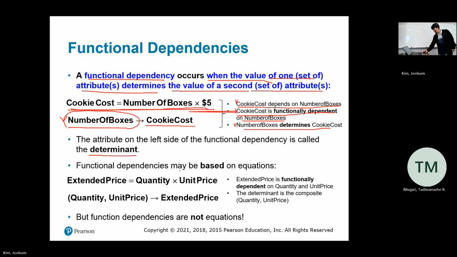So how about this? Extended price can be calculated by multiplying quantity and unit price. From this relationship, extended price is functionally dependent on both quantity and unit price. In other words, quantity and unit price determine what? Extended price. So quantity and unit price are called the determinant in this relationship. Make sense? Okay.